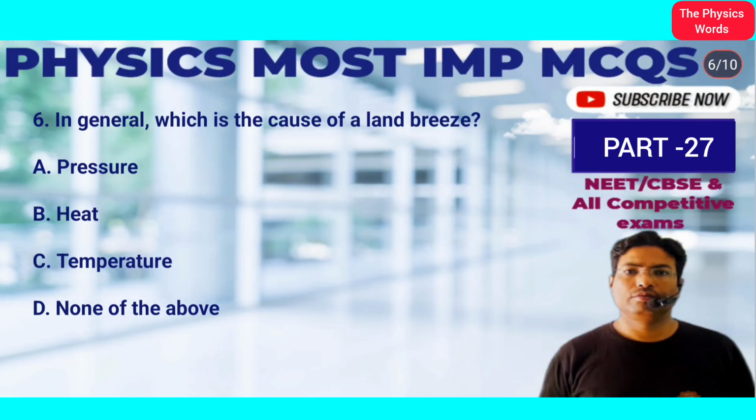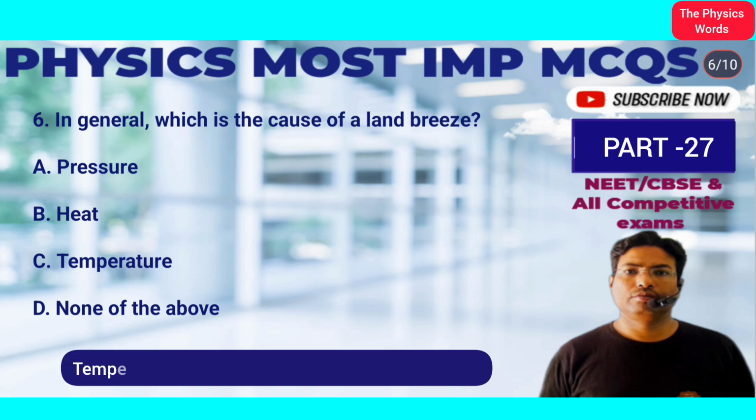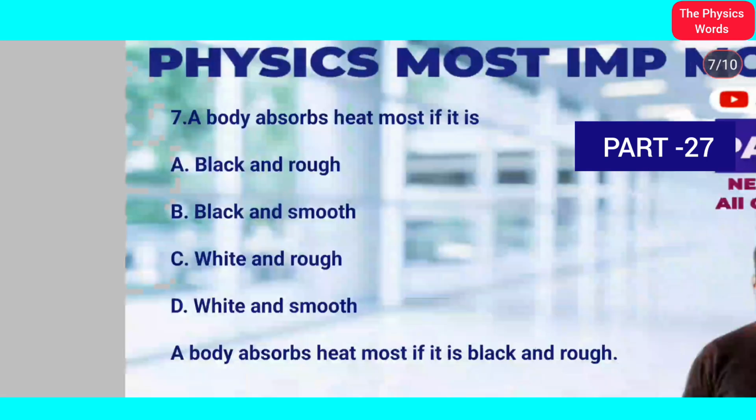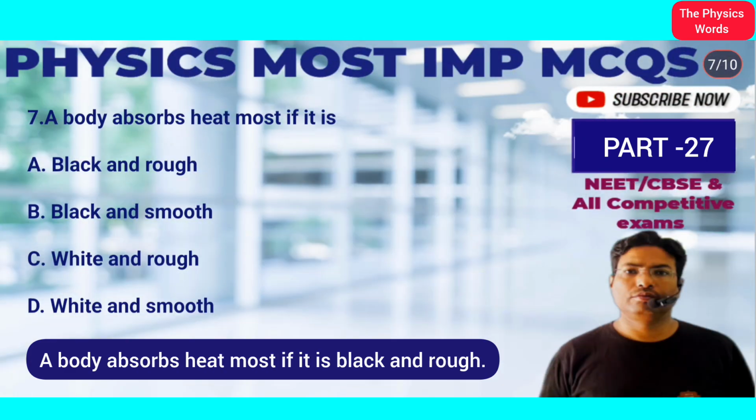Next question. 6. In general, which is the cause of a land breeze? A. Pressure. B. Heat. C. Temperature. D. None of the above. The correct answer is option C. Temperature.